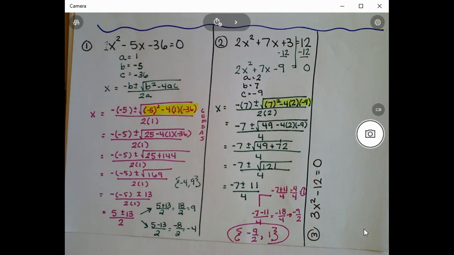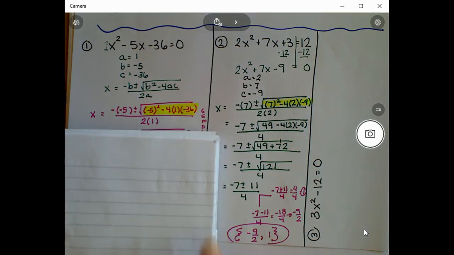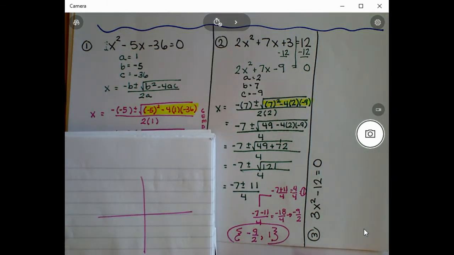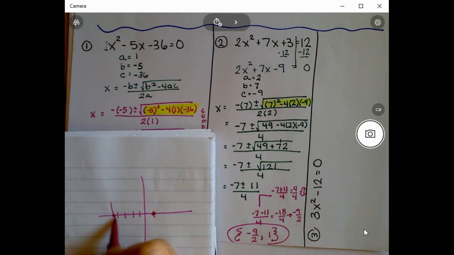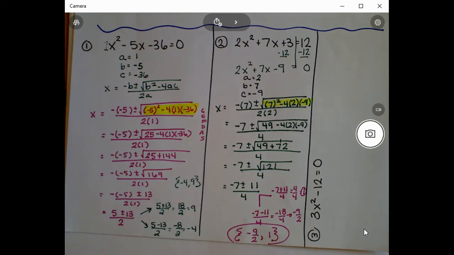And again, if you were going to look at this on a graph, these would be where the zeros are. 1 and negative 9 over 2, which would be about negative 1, 2, 3, 4 and a half. And it would look something like that. All right, one more.